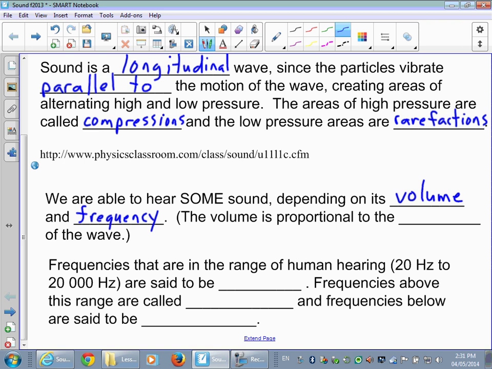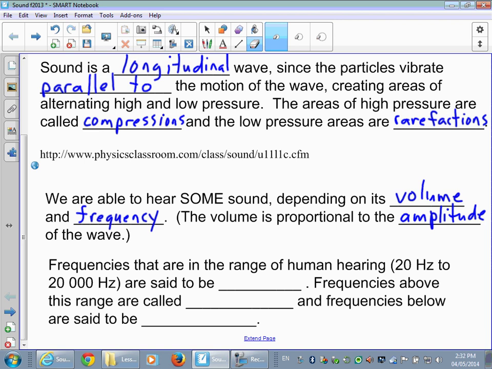So we talk about volume in terms of the actual wave. We know what the frequency is in terms of the wave. It's how often those compressions are happening, how many times a second. The volume is based on the amplitude of the wave. So the higher the amplitude basically means that the particles are going to be compressed more.